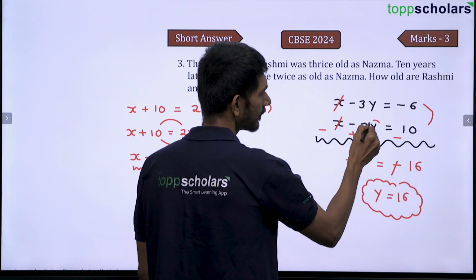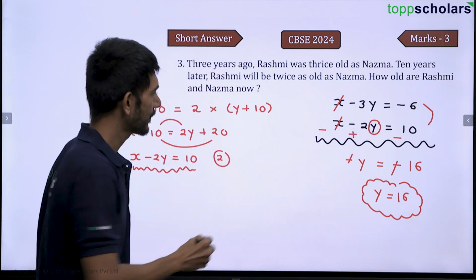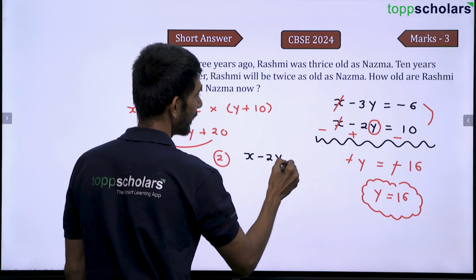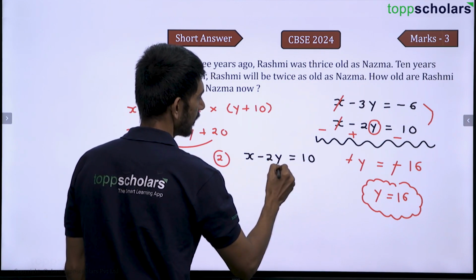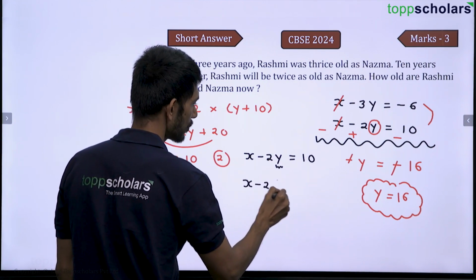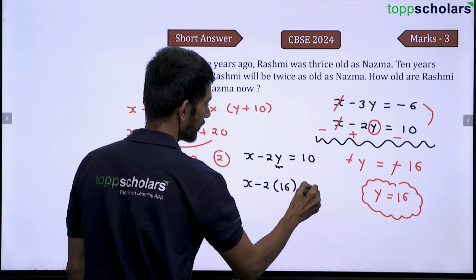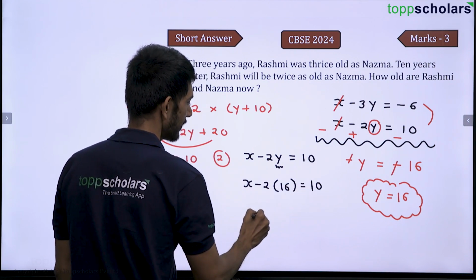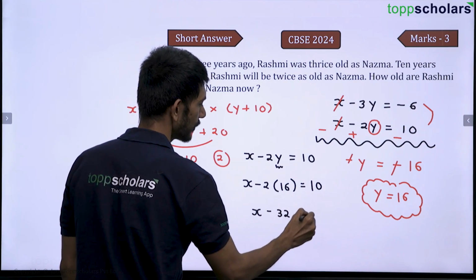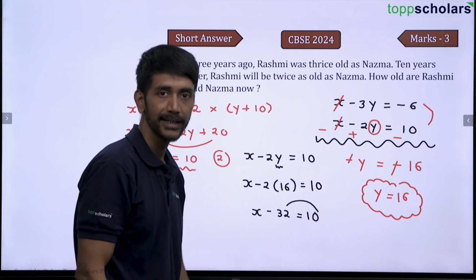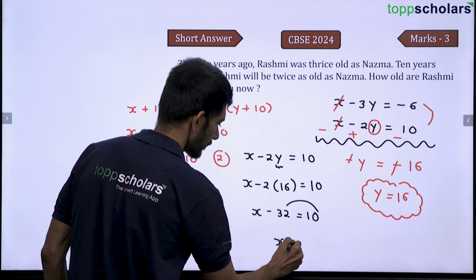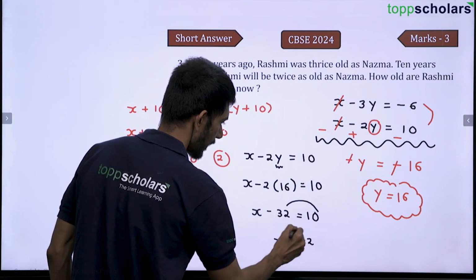Put y here. What do I have? I have x minus 2y is equal to 10. If I put y here, I get x minus 2 into 16 is equal to 10. So can I say this becomes x minus 32, is equal to 10. 32 goes on the other side. 10 plus 32 is 42. X is 42 and y is 16.